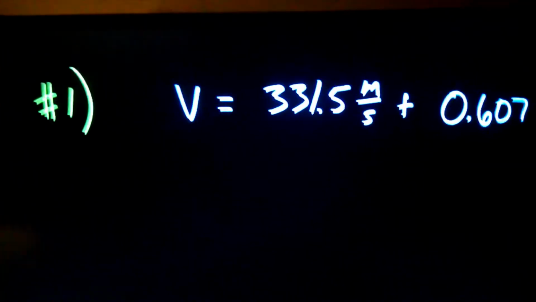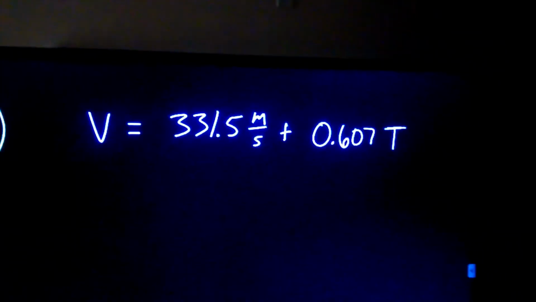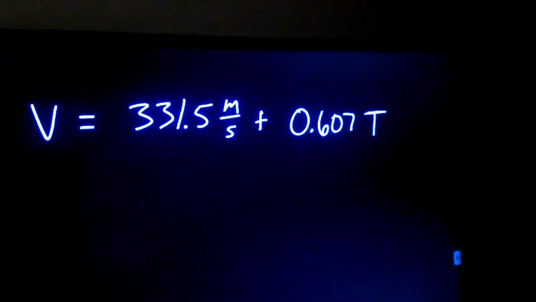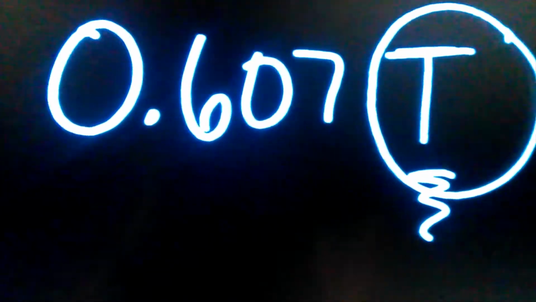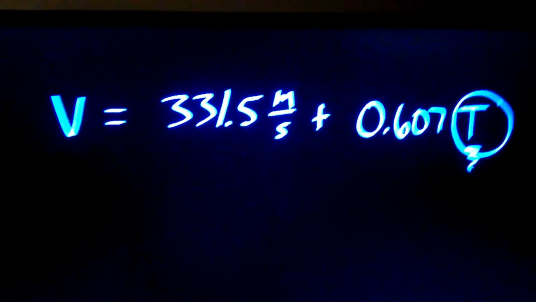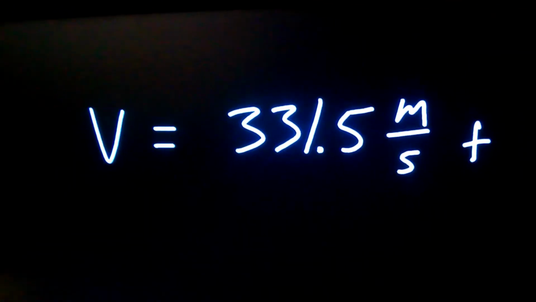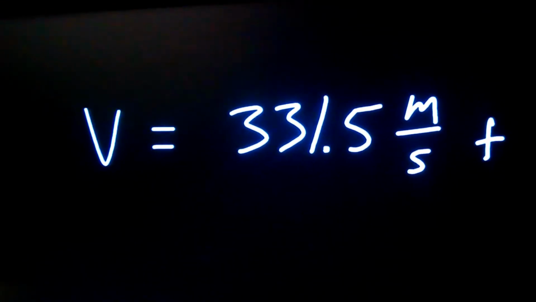Now as you get into some of your questions, question number one is going to use this equation right here. You'll see it on your handout, but it's calculating the speed of sound. What it's saying is that the speed of sound depends on the temperature. If the temperature changes, that's going to change how fast the sound is traveling. So if the temperature were 0, then this whole part right here is going to equal 0, and the speed of sound is 331.5 meters per second.